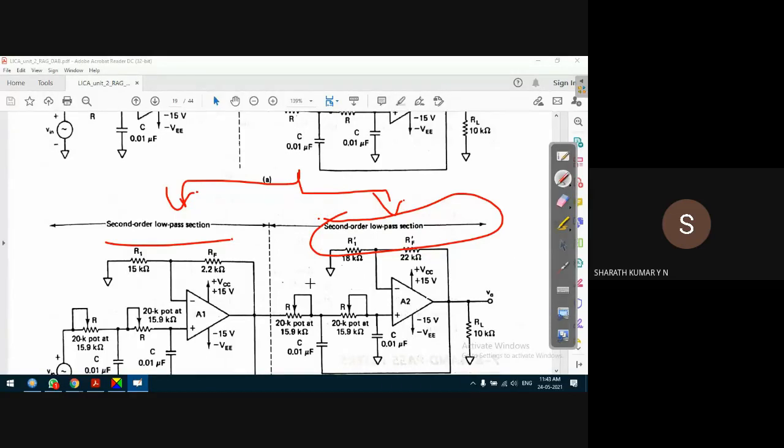The fourth order low pass filter is implemented, but the gain varies. From first order to second order, here the gain is 1, here the gain is 2. But as we go further, the gain varies.